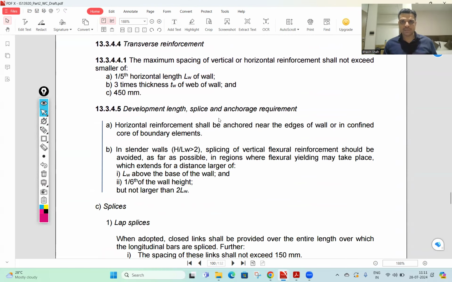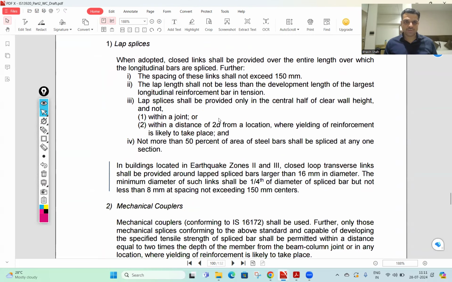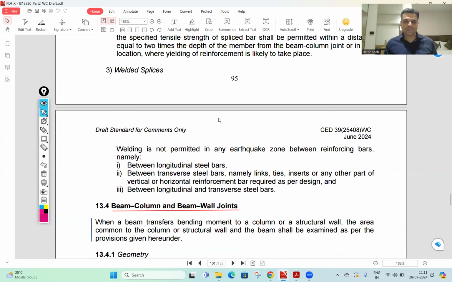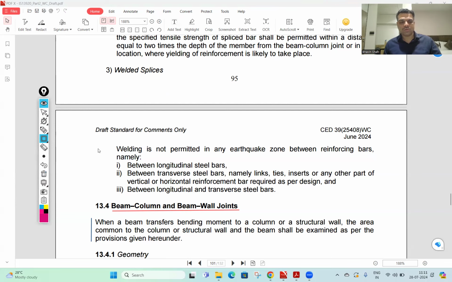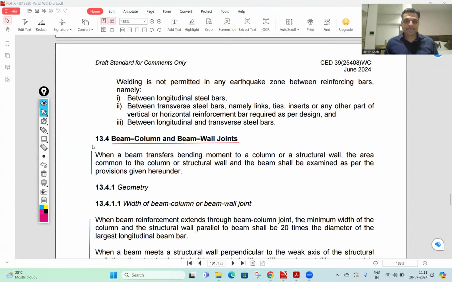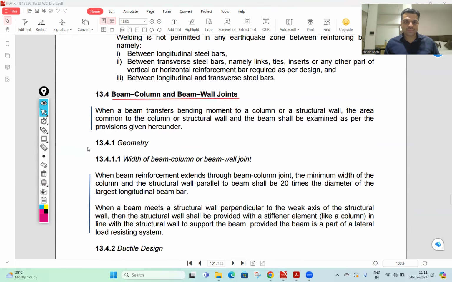The development length, splices and anchorage requirements are okay. It is said very clearly that welding is not permitted between reinforcing bars in any earthquake zone. And this is a good note. Welding shall not be permitted. Beam-column and beam-wall joints.